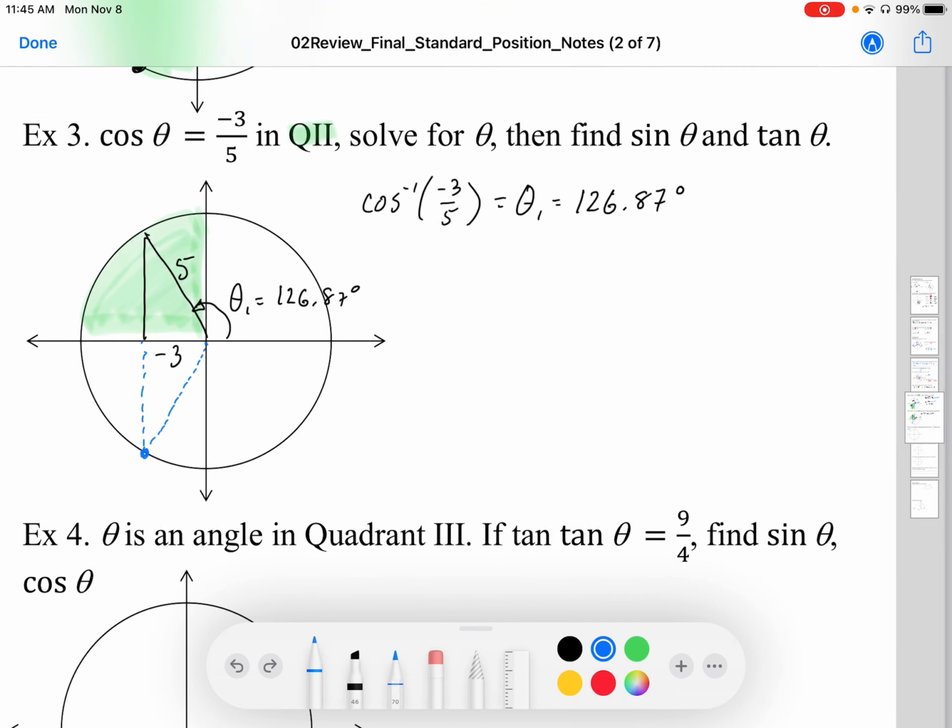Since we are dealing with quadrant 2, we're just going to focus on quadrant 2, and then find sine and tan. So sine of 126.87 degrees, we have to use Pythagoras to find the third side. 5 squared minus negative 3 all squared is 25 minus 9, and we get 16, and we square root to get 4. So sine is going to be the vertical over the radius. Tan is going to be slope, sloping in the negative direction, and the slope is negative 4 over 3. We could write it as 4 over negative 3 if we like.